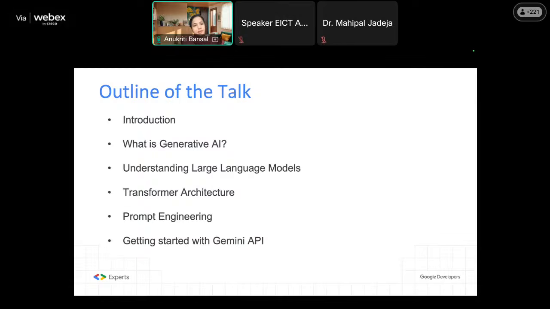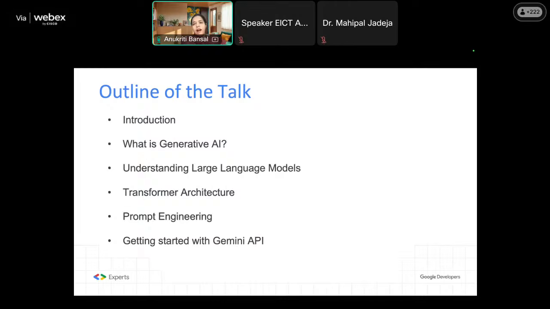And this is the basic outline. We will first start with a basic understanding of what is generative AI, how large language models work, and what the basic architecture behind these large language models is. And then we will see how to use these large language models. What do we understand by prompt? How can we design a prompt?